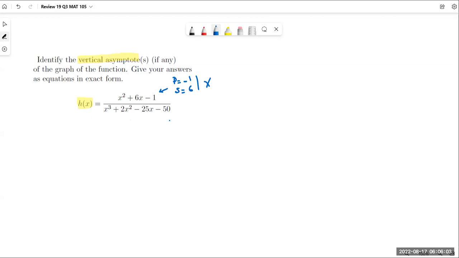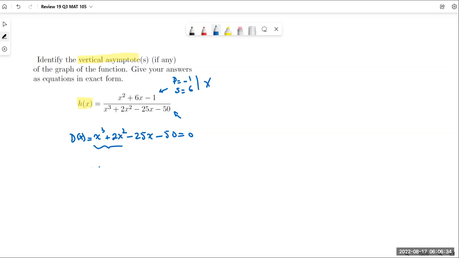However, I can factor the bottom one. Since I cannot factor the top one, there is no simplification. So I can go ahead and set up the denominator, x cubed plus 2x squared minus 25x minus 50 equals 0, in order to find the asymptotes. This has four terms.